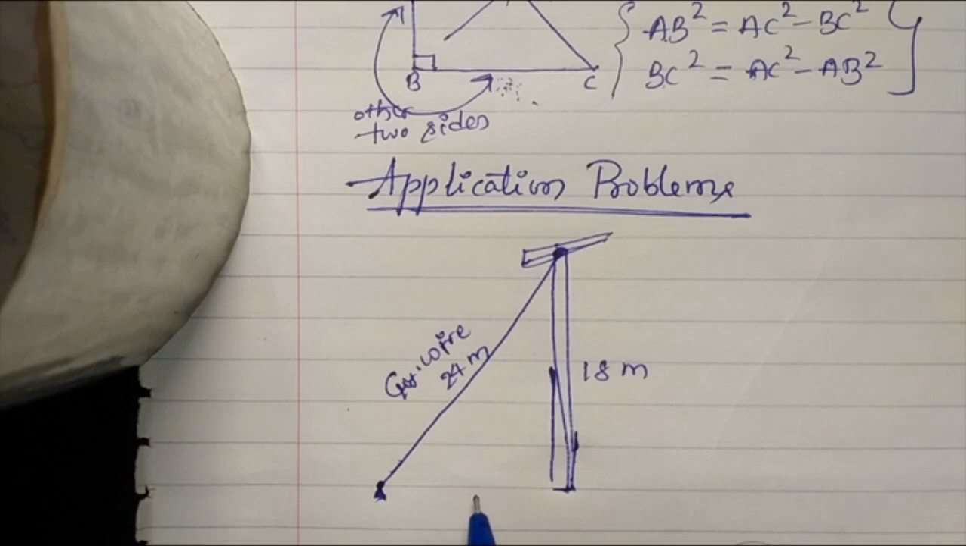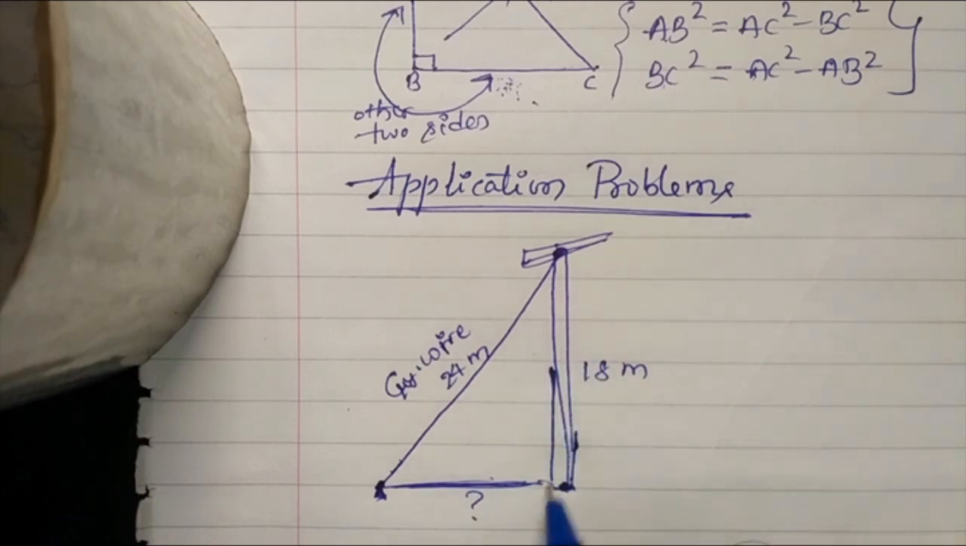The question is, how far from the base of the pole should the guy wire stake be driven? This is the base of the pole, right? How far from the base of the pole is the guy wire fastened? So this is the question. What is the distance between the base of the pole and the point where the guy wire is driven into the ground using a hook?